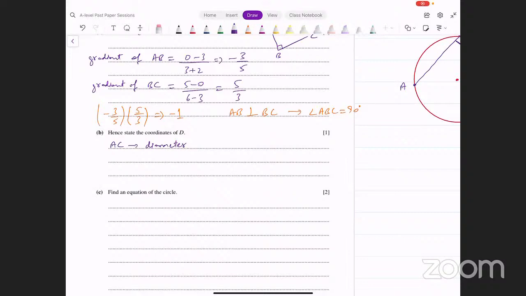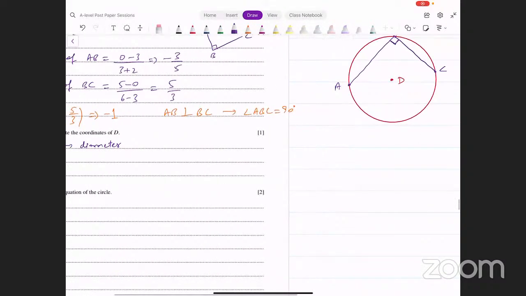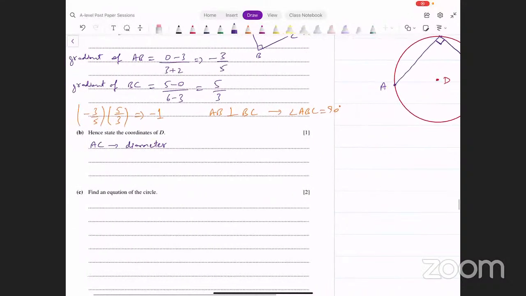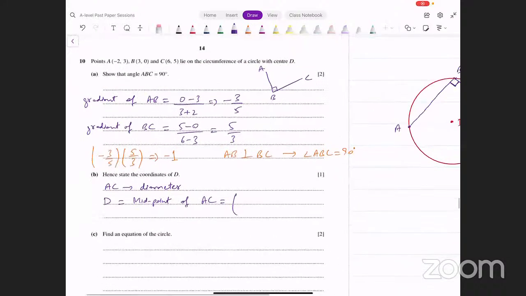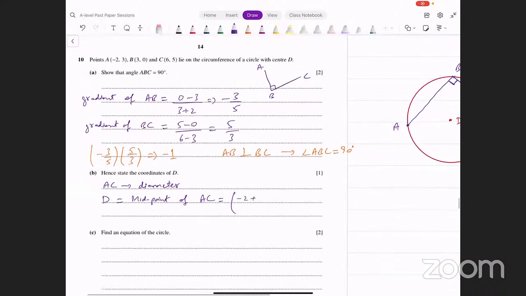That's the diameter. Okay. अगर AC diameter है तो center कैसे आएगा? इसका midpoint निकाल लेंगे. D coordinates क्या हो जाएंगे? It's actually going to be midpoint of AC, which is going to be -2 + 6 over 2 and 3 + 5 over 2, and that gives me 2 and 4. These are the coordinates of the point D, which is the center of the circle.